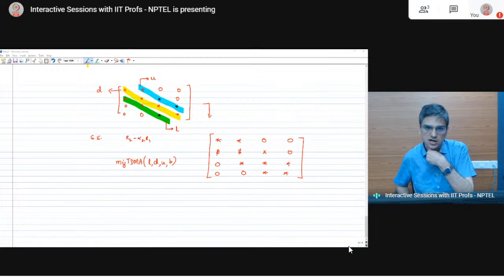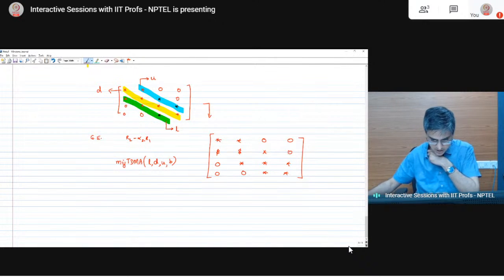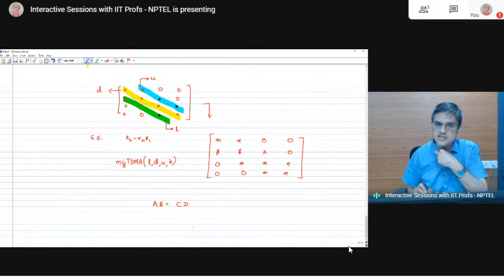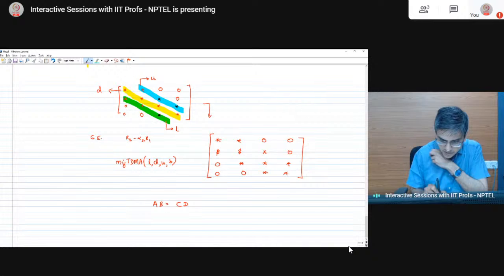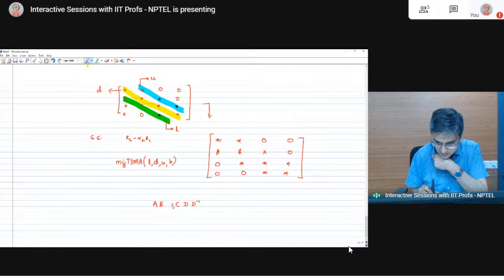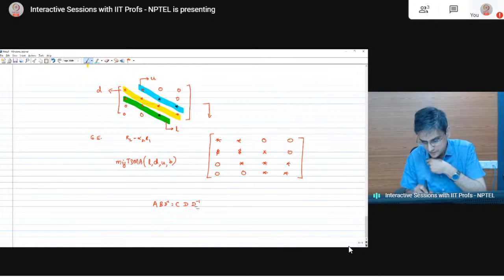Backslash is left inverse, regular slash is right inverse. What left inverse and right inverse mean is, let's say you have AB equal to CD. Let A, B, C and D all be square matrices. You can multiply throughout by C inverse and this becomes this. So this you can see is inverting from the left side. On the other hand, if you have this, it is inverting from the right side.